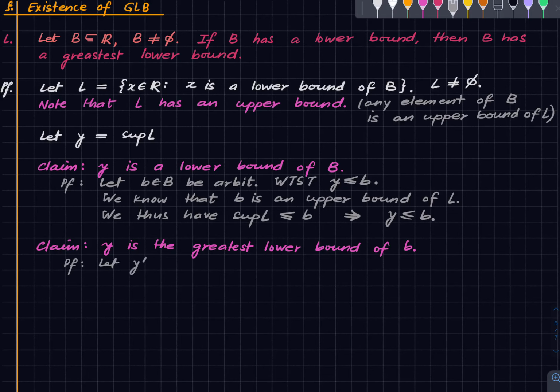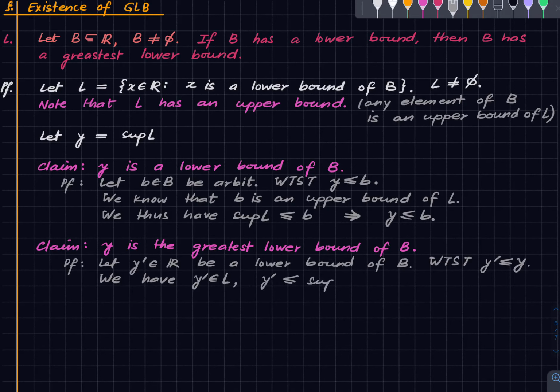So suppose we have some other lower bound. In other words, we have chosen an element in L. We want to show that this is the case. Showing this will finish the proof that y is the greatest lower bound of B. So here I should have written a capital B. What have I written? Yeah. So how do we do this? We have y prime is an element of L because it is a lower bound to B. Thus we have y prime is at most the least upper bound of L because least upper bound is after all an upper bound, which is equal to y.